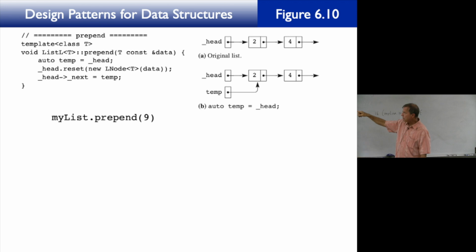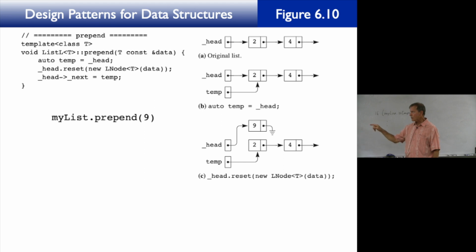L node temp. So now it allocates a temporary pointer to a node, and it points it to the same thing the head's pointing to. So does everybody see then that this is what it does? It's that little local variable temp, which is a pointer, and it points to head. Are you with me? Okay. And then what happens? Head gets new L node T data, but data is what? 9, because the actual parameter is 9, right? Formal parameter is data, actual parameter 9. Are you with me? So what does that do? Boom.